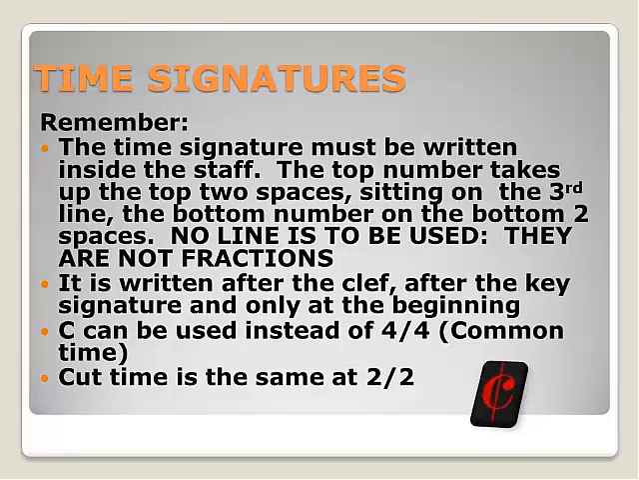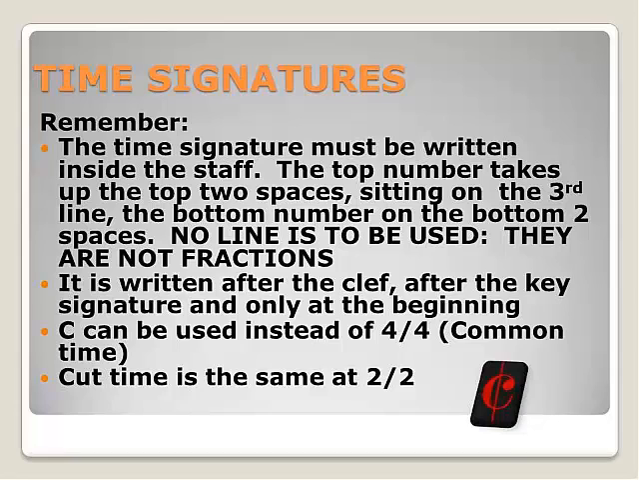All of your music has time signatures at the beginning. The time signature is about numbers. The top number, which takes up the top two spaces, tells you how many beats there are in each measure. The bottom number, which takes the bottom two spaces, tells you which kind of note gets one beat. It's very important to remember that time signatures are not fractions. You never draw a line between the top number and the bottom number because they're not fractions.